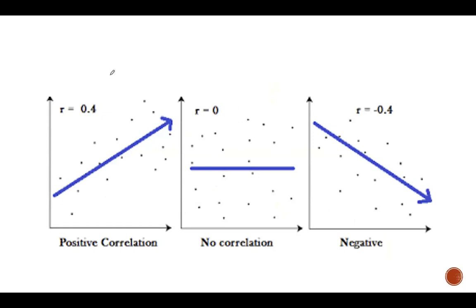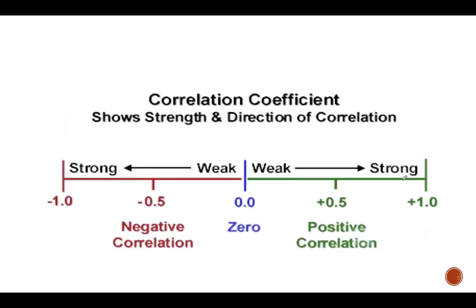Now we can see three figures with different r values. This r value shows a positive 0.4 value, so there's a kind of linear relationship and positive trend. R equal to 0, we see a flat line, so there is no correlation, sparsely distributed points, and negative shows there's a negative relationship. So this is basically a measure, right? This chart shows you the values of the correlation coefficient, which shows the strength and direction of correlation.